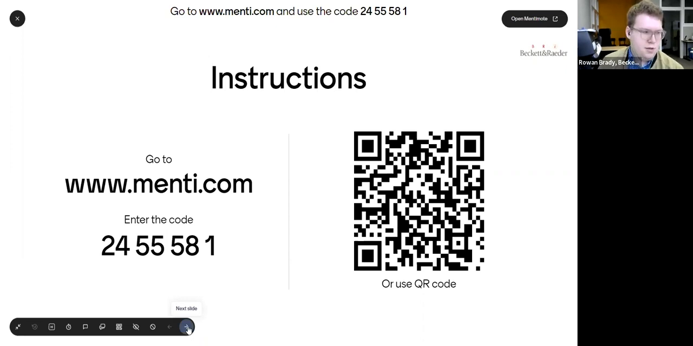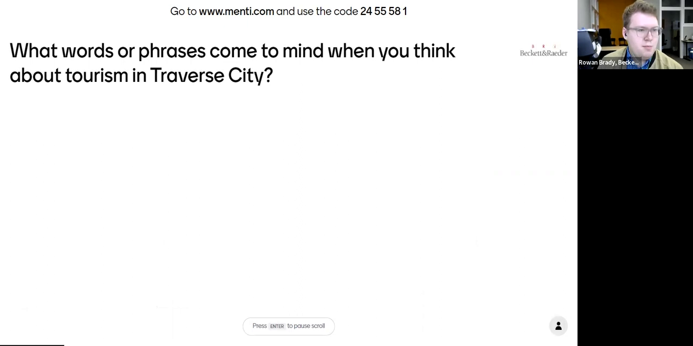If you want to go to the next one. At the top of all these slides, you'll also see you can go to menti.com and input this code. Wait a minute here. And then the first question that we're going to ask you is to think about what words or phrases come to mind when you think about tourism in Traverse City. So feel free to input that information on your devices and we'll see that pop up on the screen.